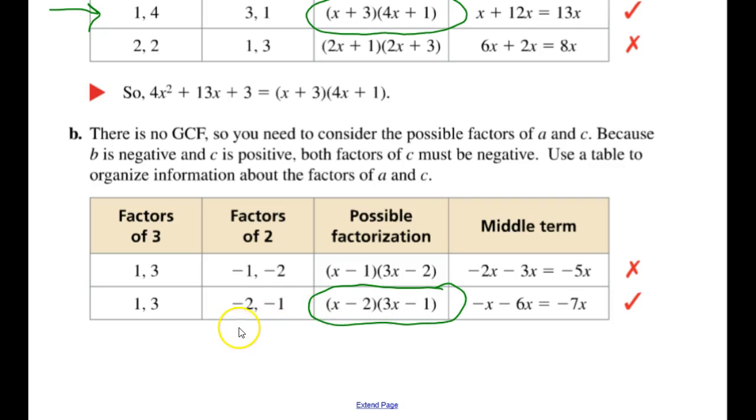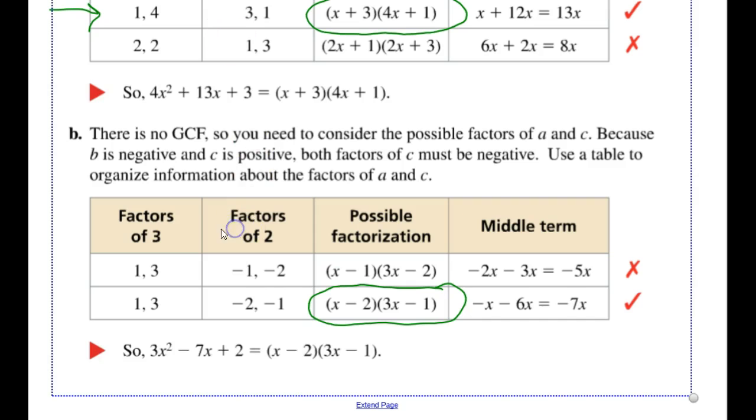And yes, you do have to write them out and try them every single time. It just takes a while, but that's just how it works. So then I can rewrite it. So 3x squared minus 7x plus 2 equals the quantity x minus 2 times the quantity 3x minus 1.